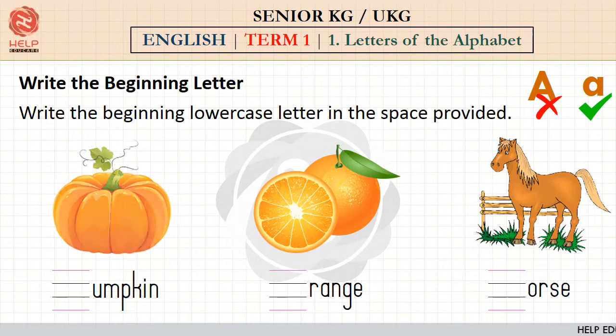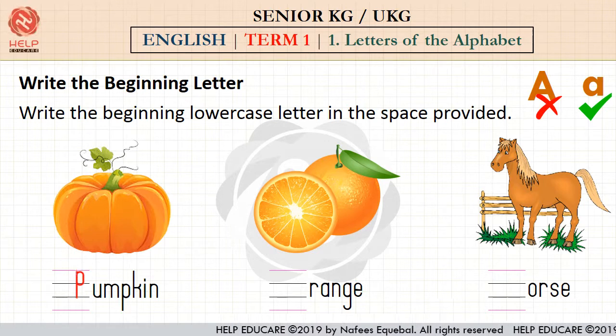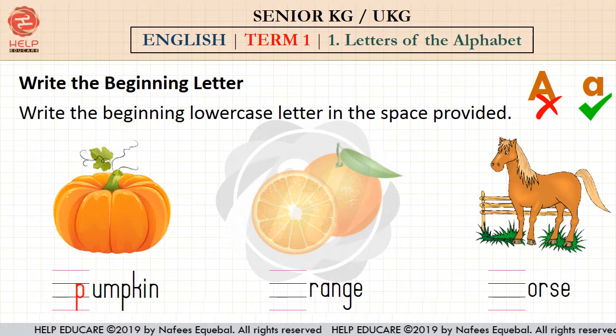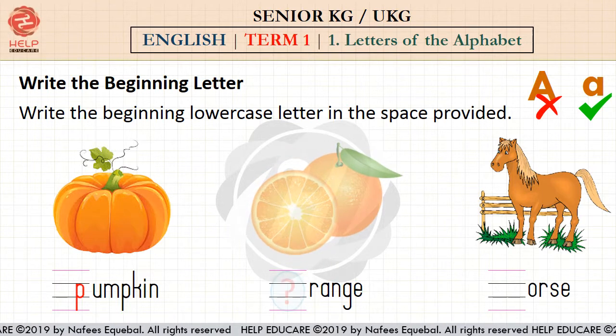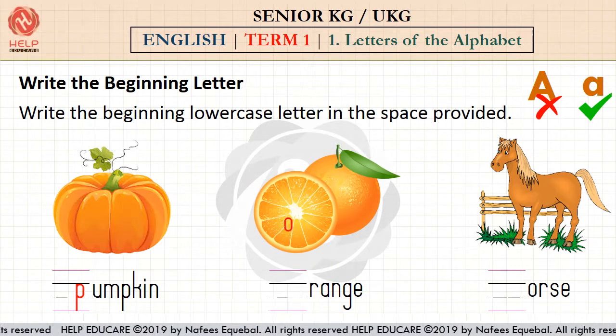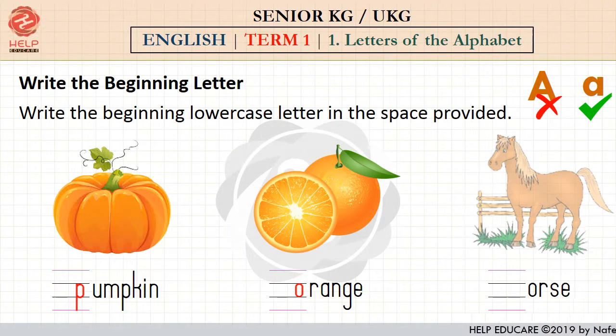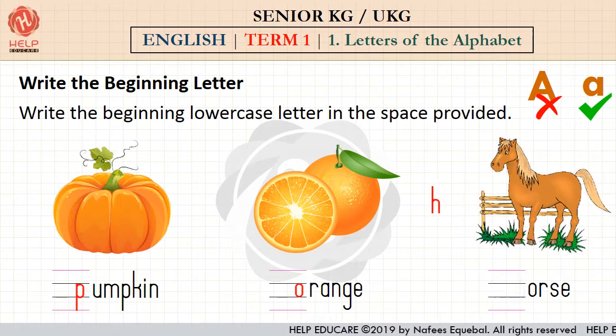This is the picture of a pumpkin. The beginning letter of pumpkin is P. Put the letter P as the beginning letter. This is the picture of a fruit. And its name is orange. The beginning letter of orange is O. So put the beginning letter O. This picture is of a horse. The horse runs fast. H is the beginning letter of horse. So put the letter H here.